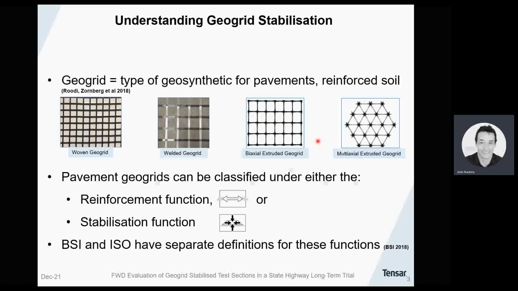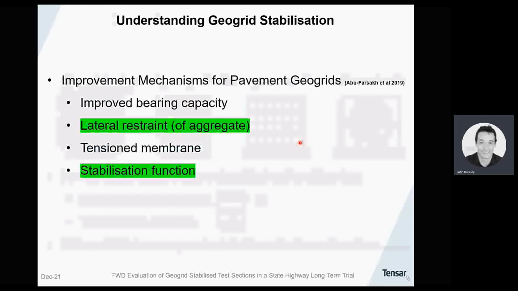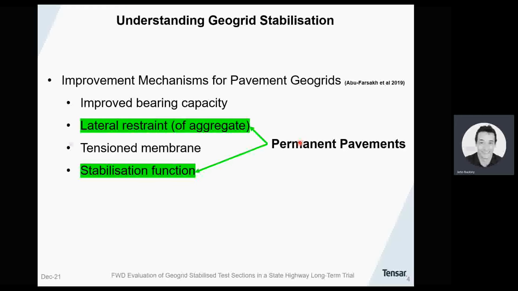Pavement geogrids can be classified under either the reinforcement function or the stabilisation function, and both international standard houses, BSI and ISO, that's the British Standards Institution, and International Organisation for Standardisation, have separate definitions for these functions. Improvement mechanisms for pavement geogrids have been very well researched over the years, and here we have 4 of these. The most important mechanisms relevant to permanent pavements are the mechanisms of lateral restraint of the pavement aggregate, the stabilised aggregate, and the stabilisation function.